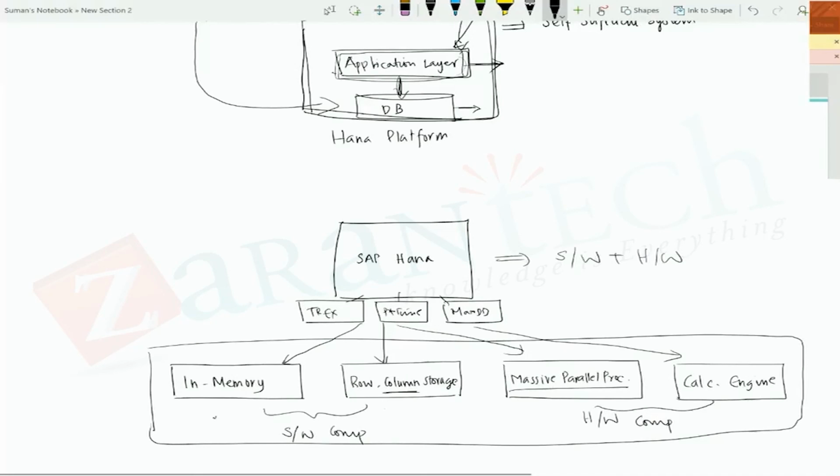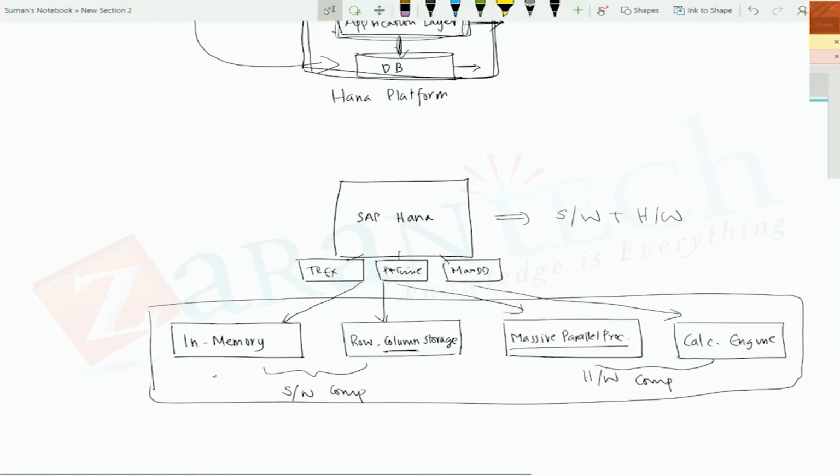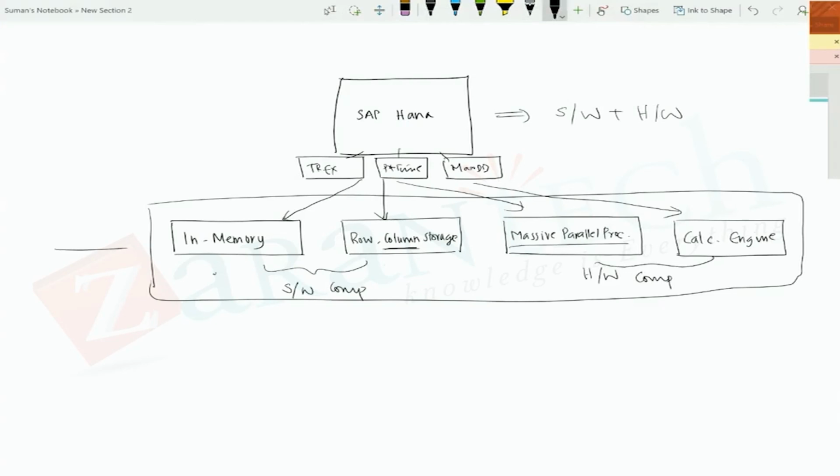So I'm going to stop at this point. I know for the first day, I don't want to go too deep into this. So for tomorrow's session, I'm going to start off talking about each of these capabilities. I'm going to talk about in-memory, row and column storage, massive parallel processing and calculation engine. Once we complete that, we will go into the details of each of these functions and understand what is happening behind the scenes.